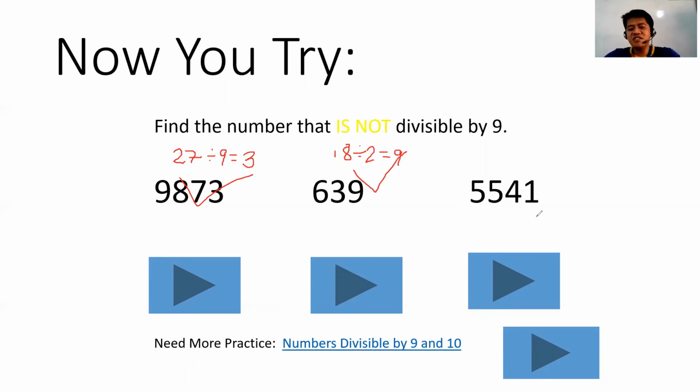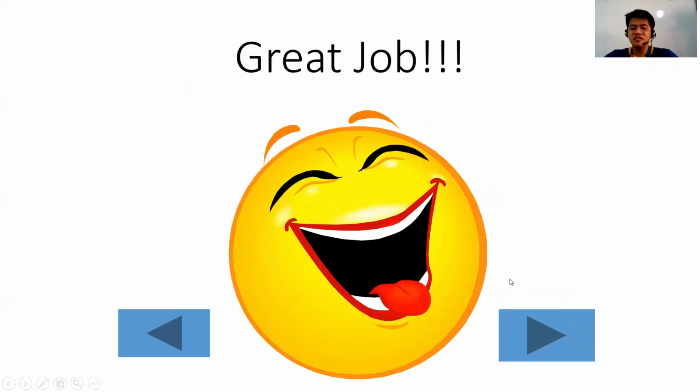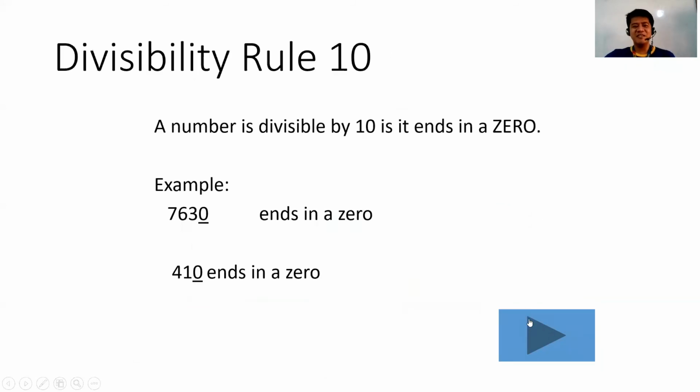Let's try 5,541. 5 plus 5 is 10. Plus 4 is 14. Plus 1 is 15. And 15 is not divisible by 9. So therefore, the answer for find the number that is not divisible by 9, tingnan natin kung tama bang sagot natin na 5,541. Very good. Tama ang sagot natin.